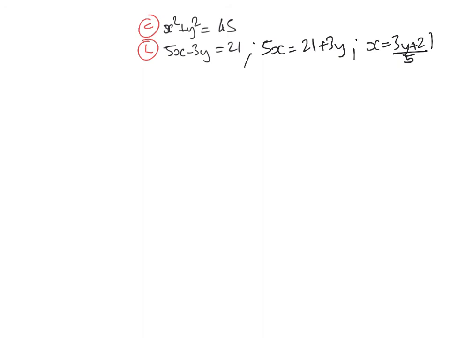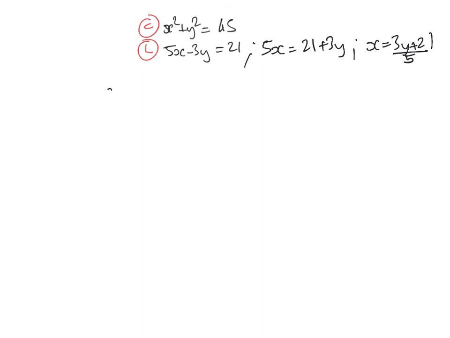Okay, hopefully that's right. 5x equals 21 plus 3y, divided by 3. Yeah, I like the sound of that. Okay, so let's get down to business, shall we?